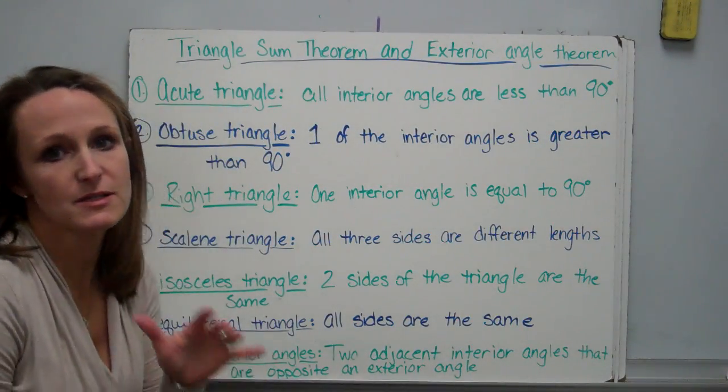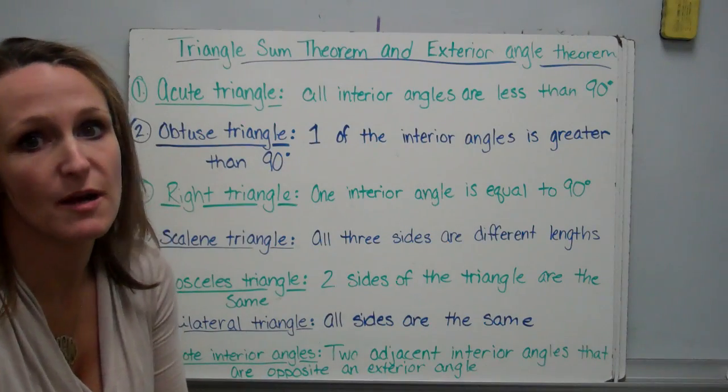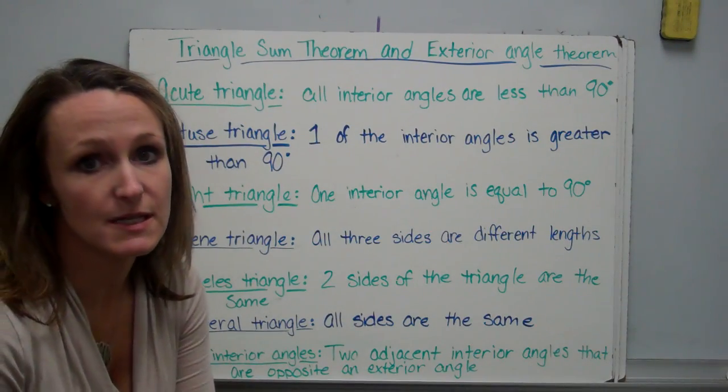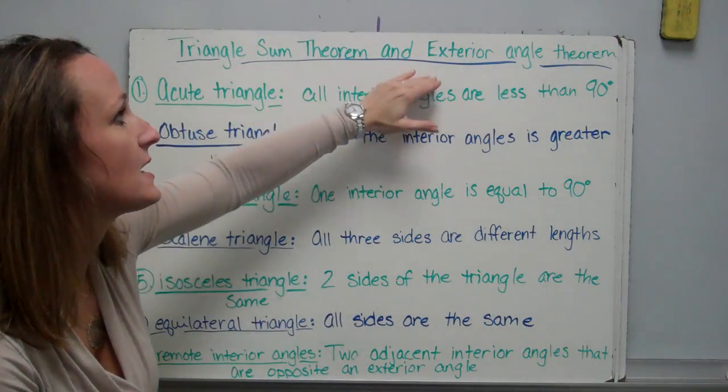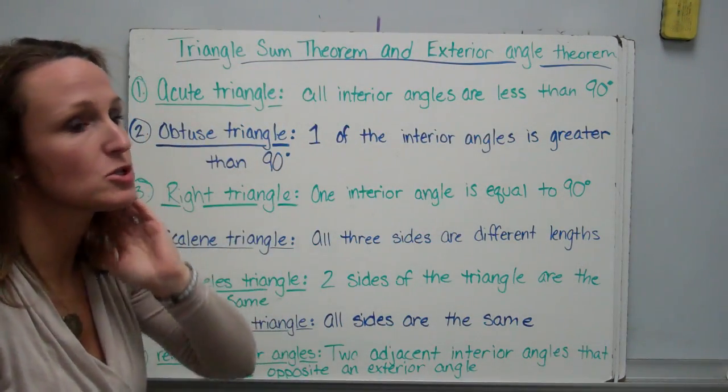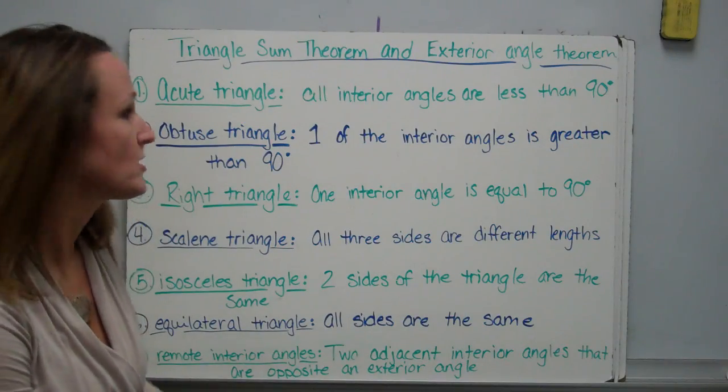Okay, in this video we're going to talk about two different theorems relating to geometry. A theorem is something that has been tested and proven to be true. We're going to talk about the triangle sum theorem and the exterior angle sum theorem. Both relate to triangles, so let's review types of triangles first.